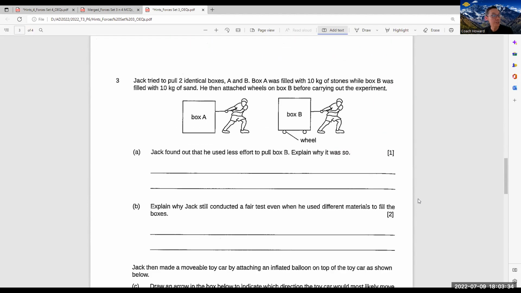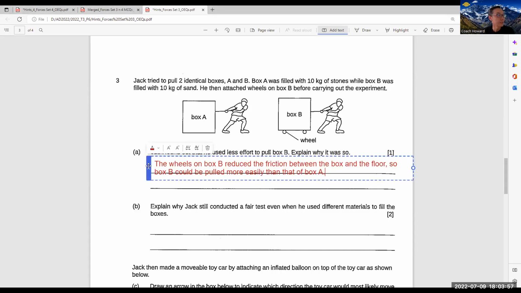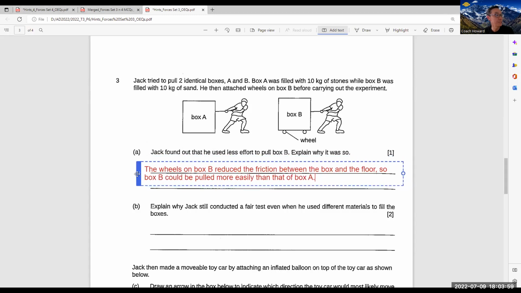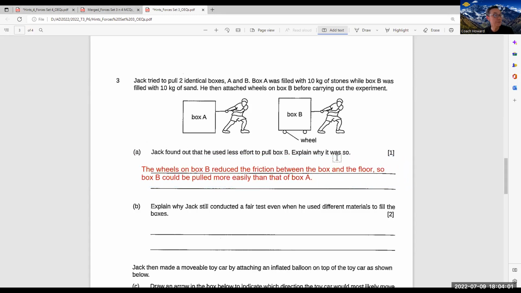Okay, question 3 also. Question 3, easier to lift. Because there are wheels, right? So you should say the wheels on box B reduce the friction between the box and the floor. The wheels on box B reduce the friction between the box and the floor, so box B could be pulled more easily than box A.